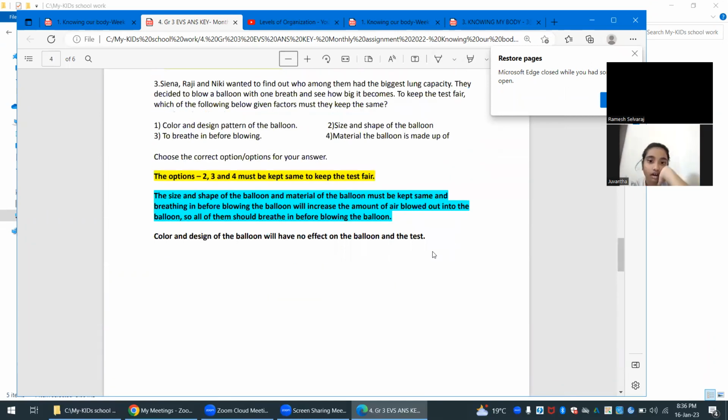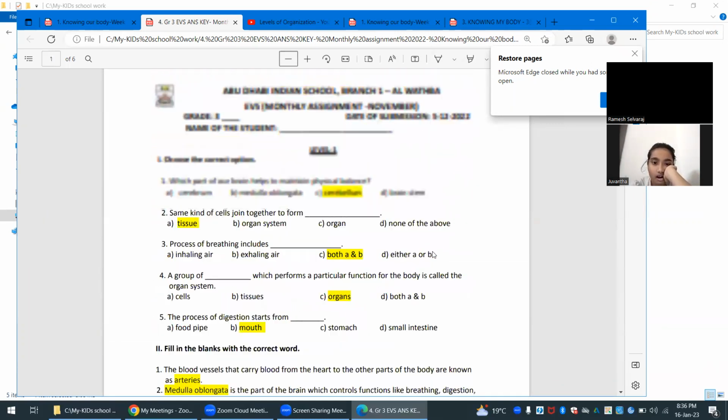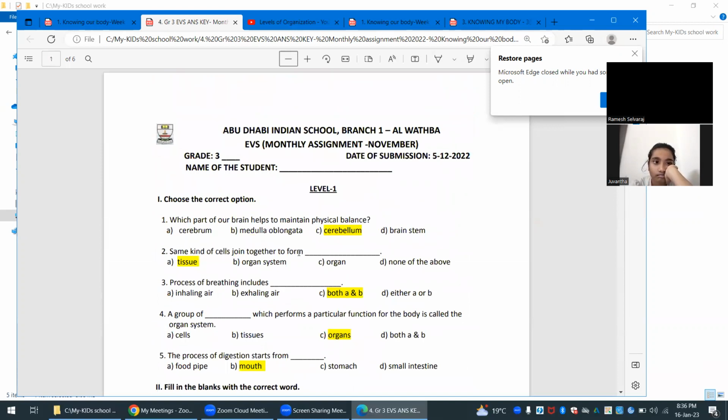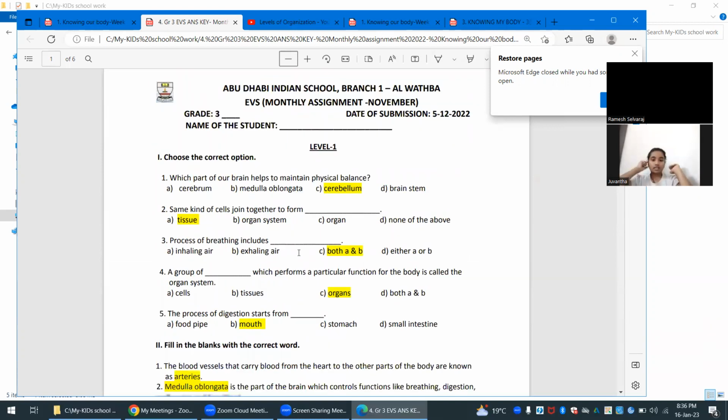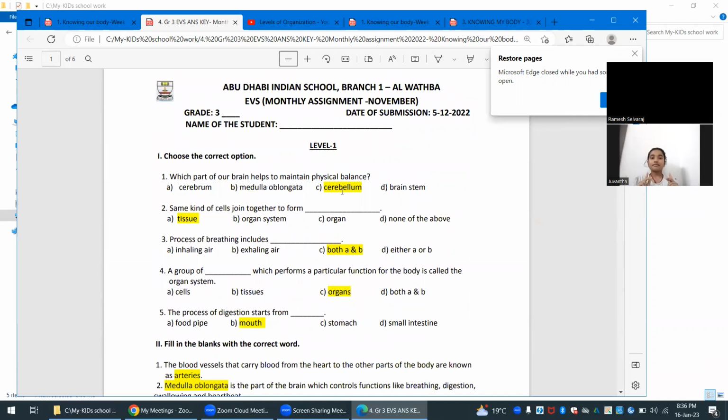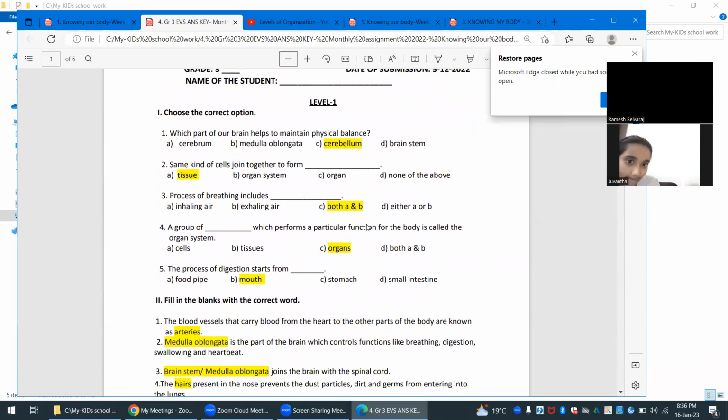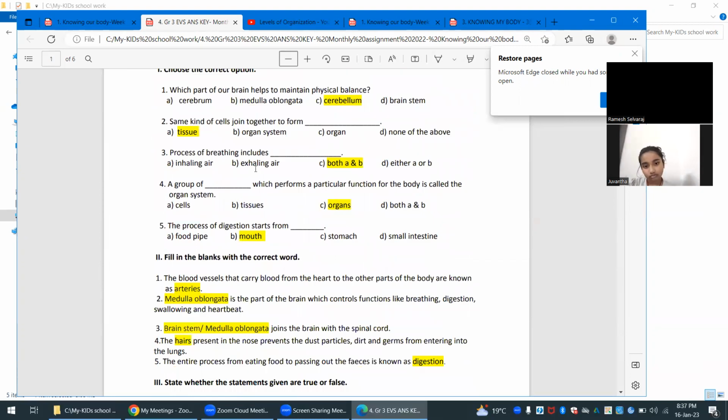So these are questions and answers. Let's see once again. Which part of our brain helps to maintain physical balance? Cerebellum. You remember, bell means balance. Same kind of cells join together to form tissue. After tissue, what would come? Organ, then organ system. That's right.